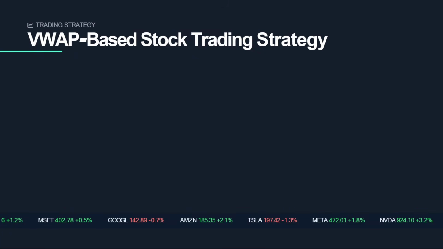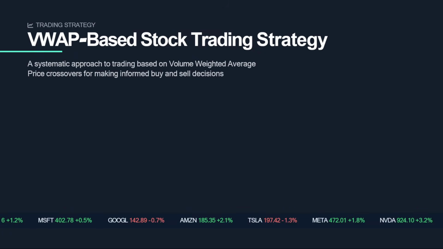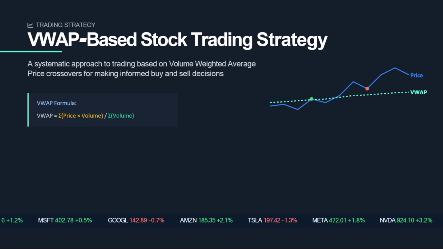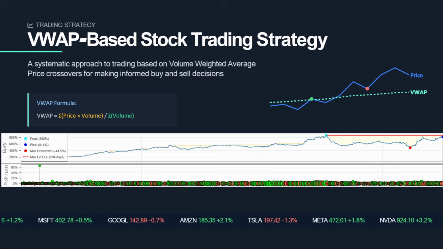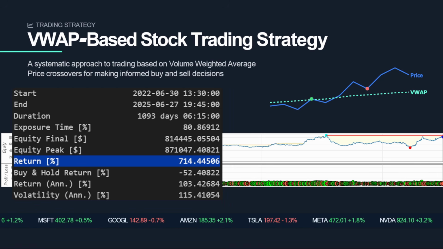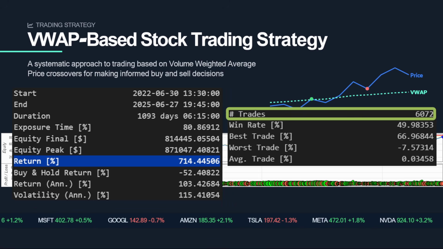Hi, and welcome back. Today's strategy is a systematic approach based on the VWAP to detect short-term price trends using the 15 minutes time frame. I backtested this strategy using Python, and the equity curve showed a positive trend for a 3 year testing period, with an average annual return of around 100%, while buy and hold shows a negative 52%. These tests were obtained on 6,072 trades.